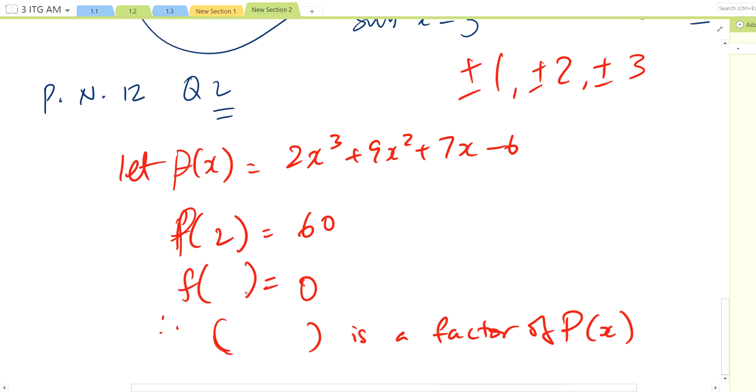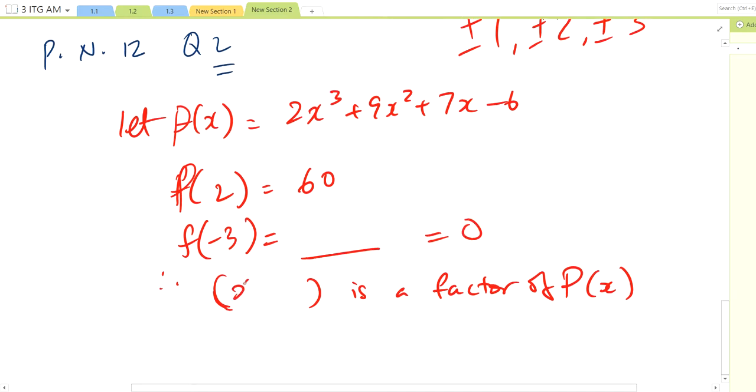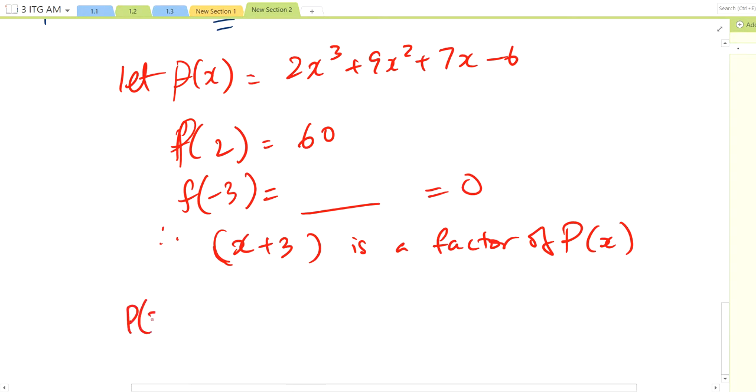Somebody give me a correct answer now. Negative 3. Then you substitute, and then you get 0, right? So x plus 3 is a factor of p(x). Okay. Next, we are going to write p(x). You want to do long division or you want to do comparing coefficient? Comparing, okay. So x plus 3.